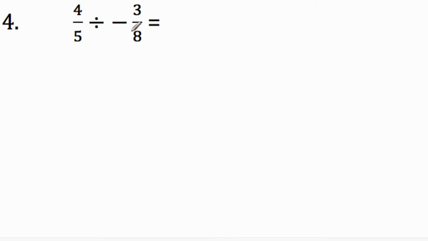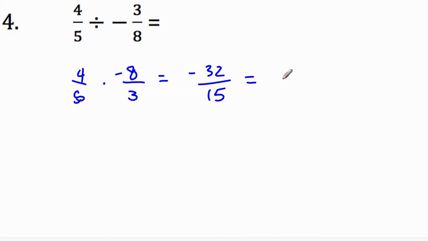Okay, the next question, dividing fractions. I can invert and multiply. So it'd be 8 over 3, and there's a negative sign in there somewhere. So it's negative, and then I just multiply. 4 times 8 is 32, and 5 times 3 is 15. So you can leave it like that. If you wanted to write it as a mixed number, I think that's negative 2 and 2/15. That would be correct as well.